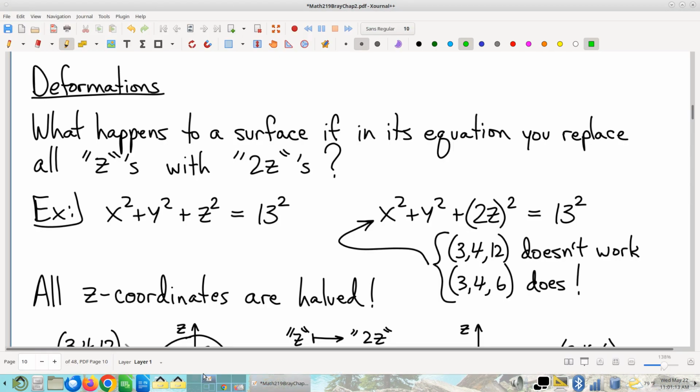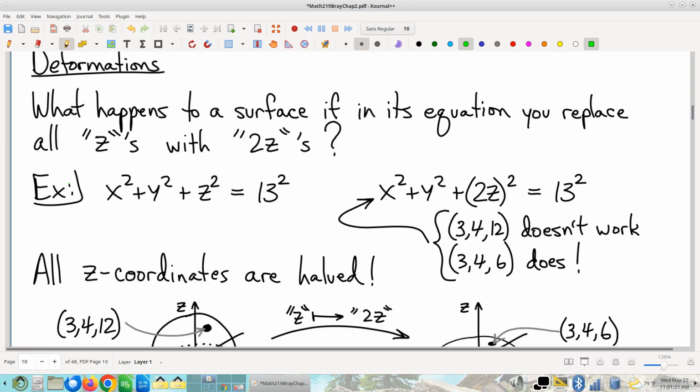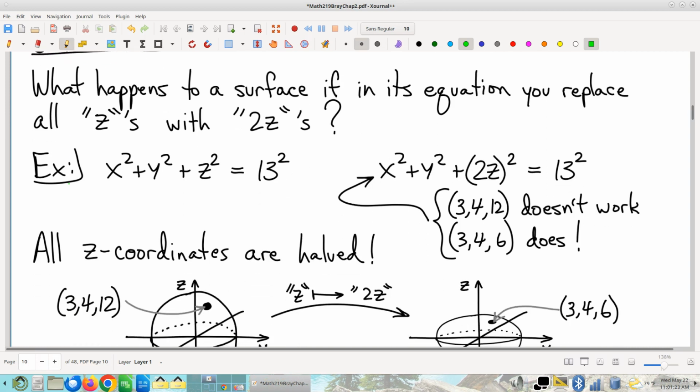Okay, so let's see. Here's where we were last time, or where we left off. So we're going to talk about what I'm going to call deformations. I want to address the question of what happens if in an equation, for example, everywhere you see a z, you replace that with 2z.